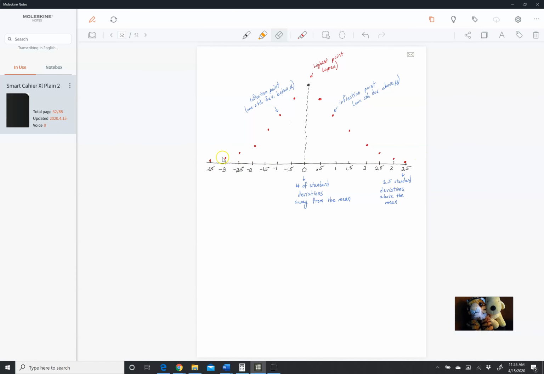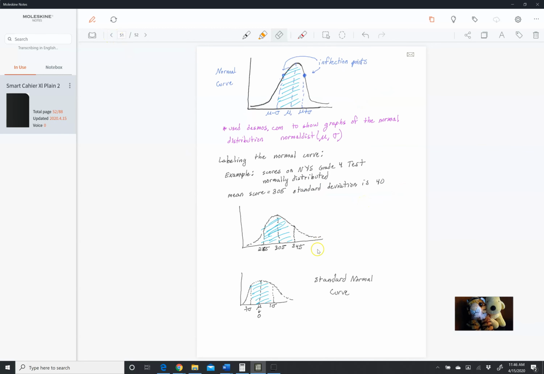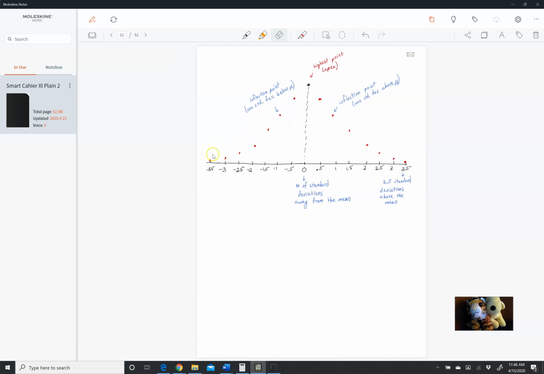It's not perfect, okay? Meaning we don't touch the x-axis. That's because the number of people who are 3.5 standard deviations away from the mean, or in this case, the number of people who are getting 445 is really, really small. It's really, really small. But it's not 0. In a normal curve, it's not 0.